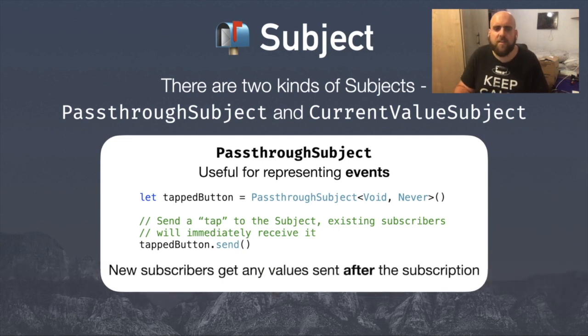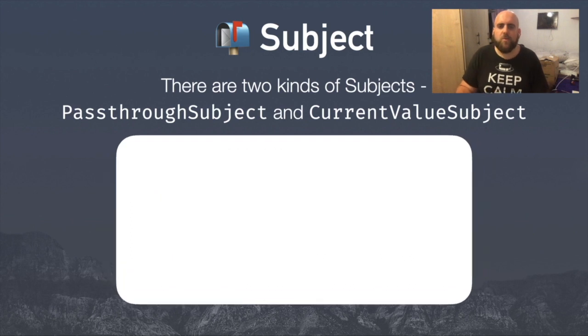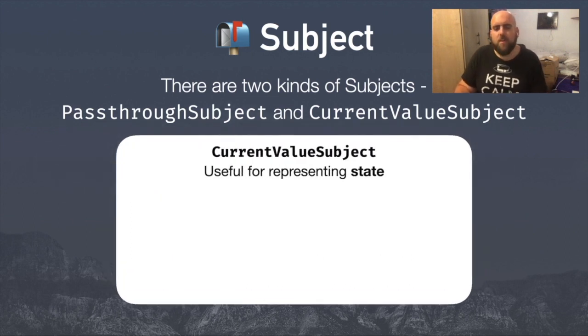An interesting fact is that new subscribers get values only after the subscription. It means that if the tap happened and you just subscribed, you're only going to be notified on the future events, which makes sense because it is to represent events, and we're not interested in the past, we're interested in the future. As opposed to it, we have the current value subject, which is useful for representing state.